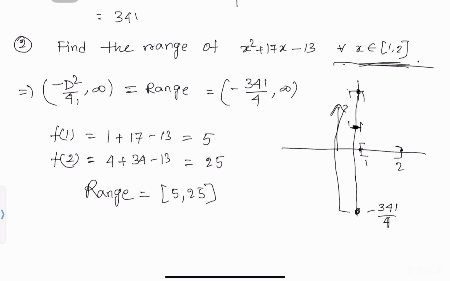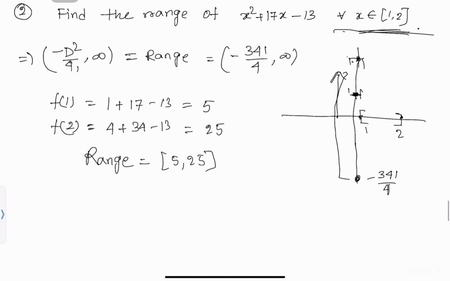The corresponding functional 1 value is 5 and 2 value is 25. That means the range is in between 1 to 25. Why? There are deeper concepts, but as of now take it. Okay, next problem, problem number 3.